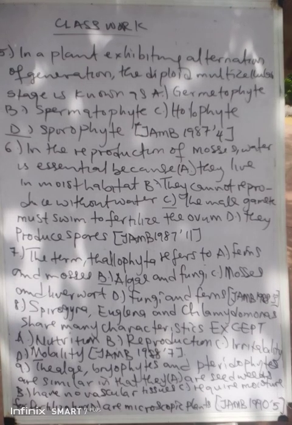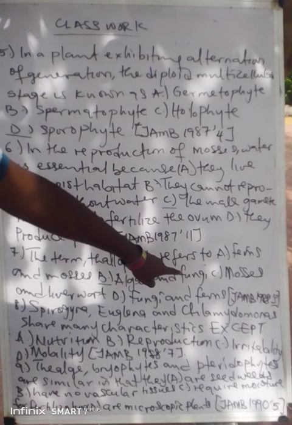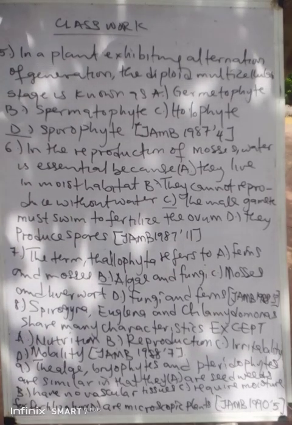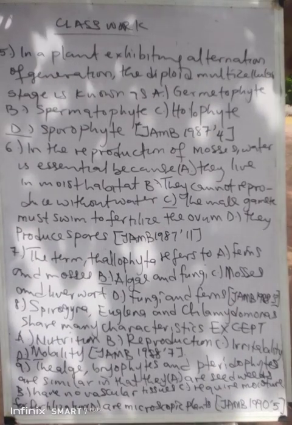Which one cannot move among them? Spirogyra cannot move. Euglena has flagella that it can use to move. Chlamydomonas has flagellum that it can use to move. So the answer here that is not shared is D, that's mobility, because Spirogyra does not have a motor structure that it can use to move.